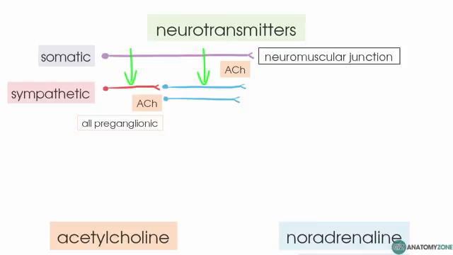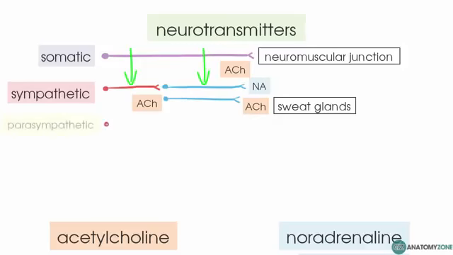So almost all postganglionic sympathetic neurons, except those which innervate sweat glands, are noradrenergic. That is, they secrete noradrenaline to their target organ. The ones that do innervate sweat glands are acetylcholine secreting.